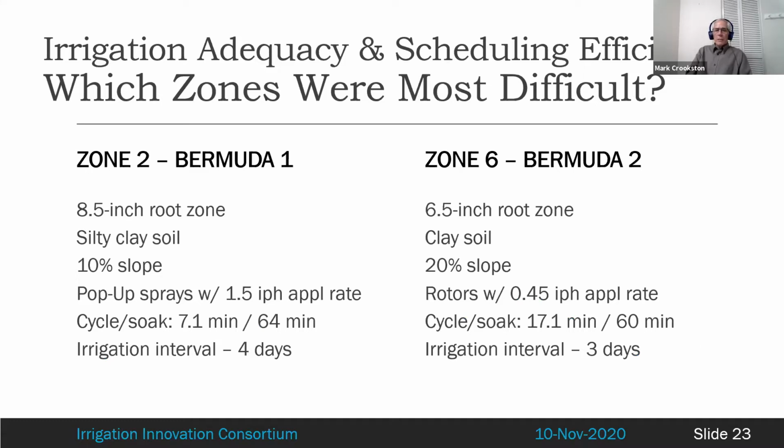By the resulting test numbers, some zones proved more difficult than others. Zone 2 and 6 were the most challenging to schedule appropriately by the controllers we tested. Surprisingly, both were the warm season turf grasses with relatively shallow root zones on clay soils and steep surface slopes. So normally we don't think turf is too tough to schedule, but when you throw in the heavy soils and the steep slopes, there's a lot of cycle and soak going on.